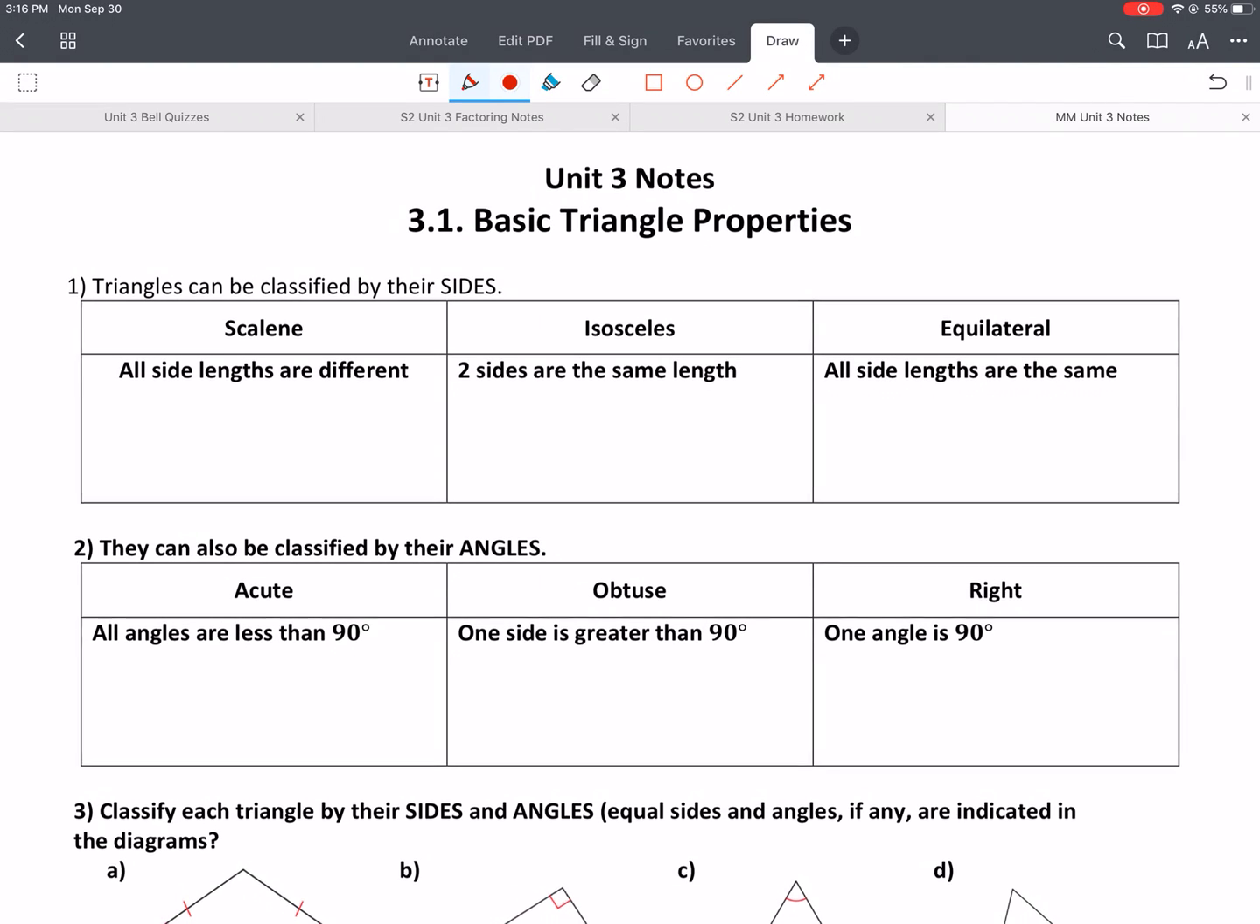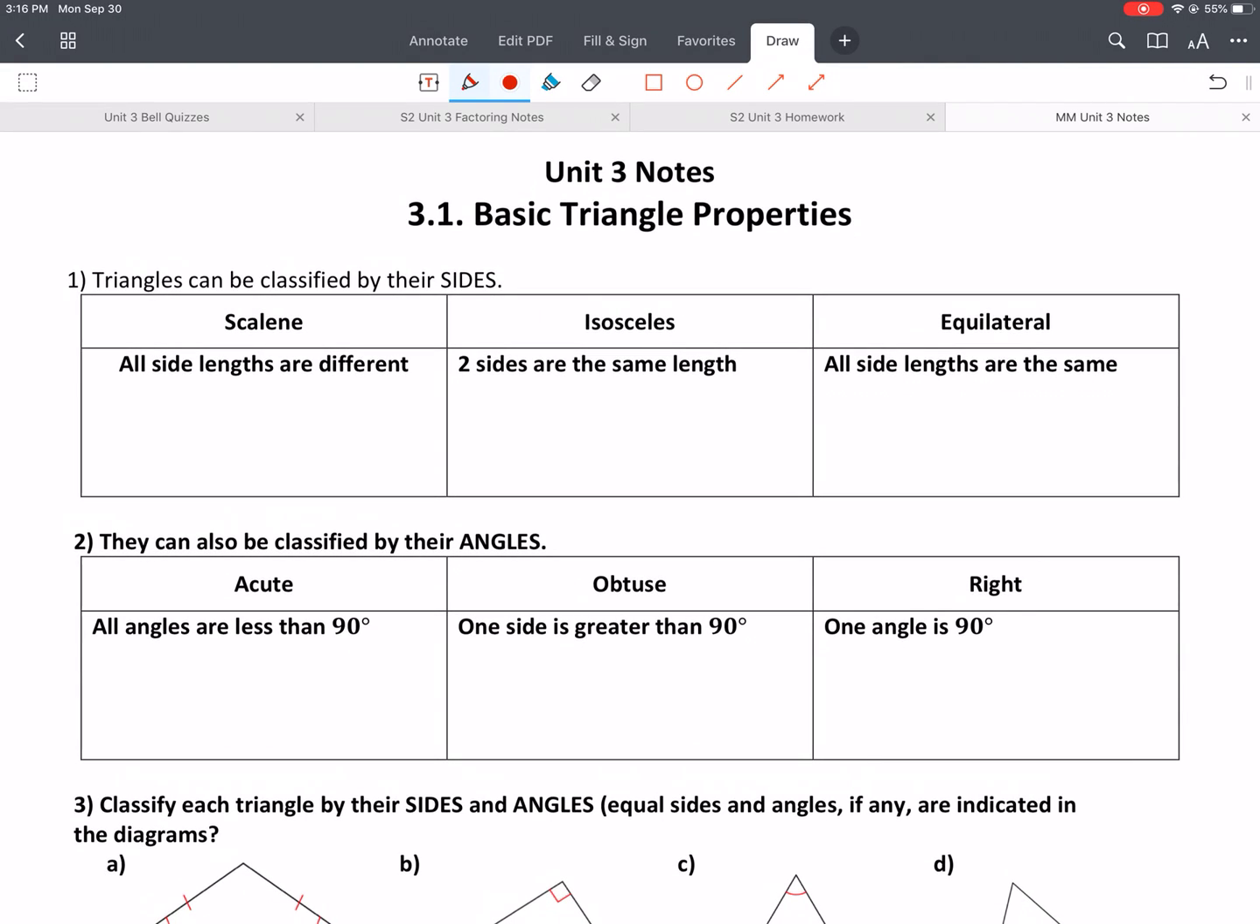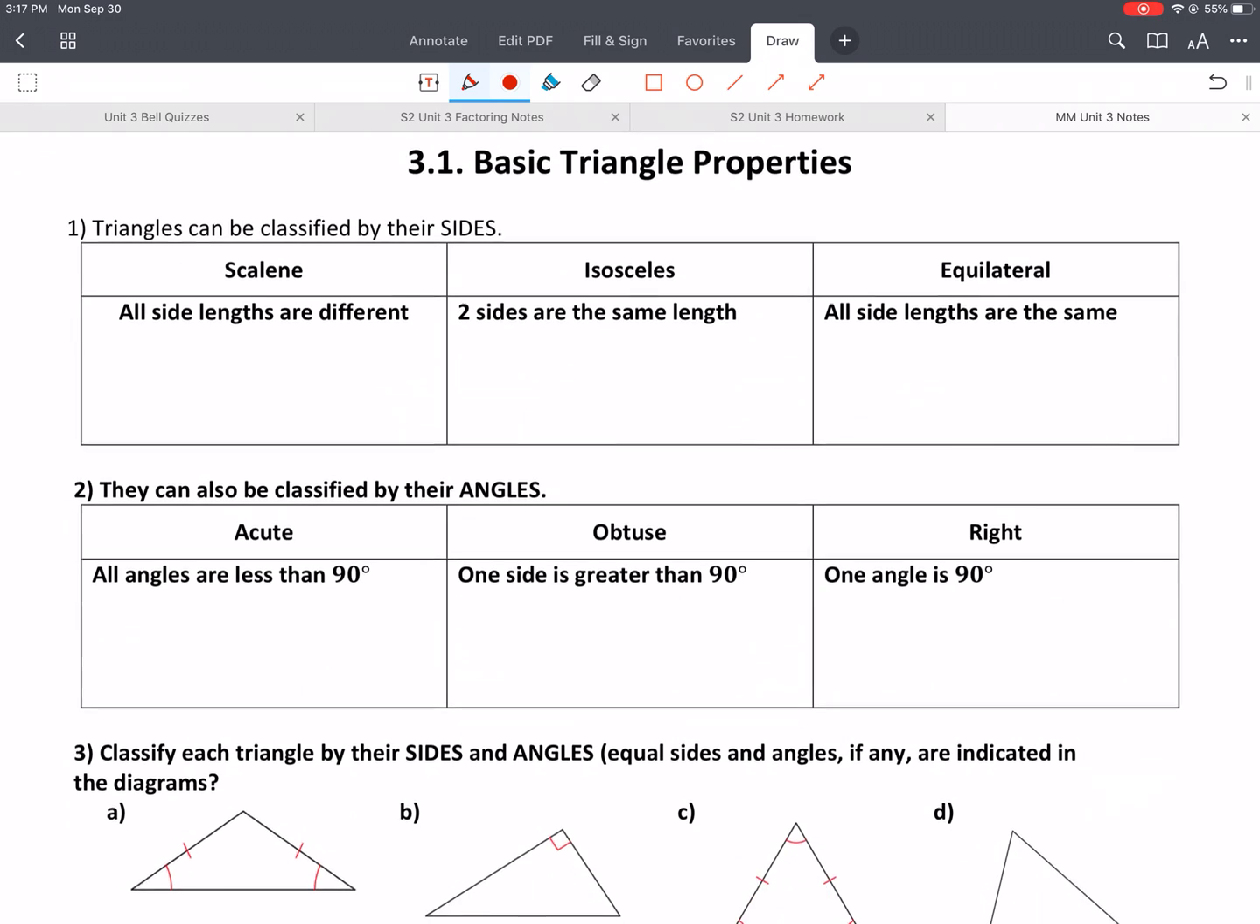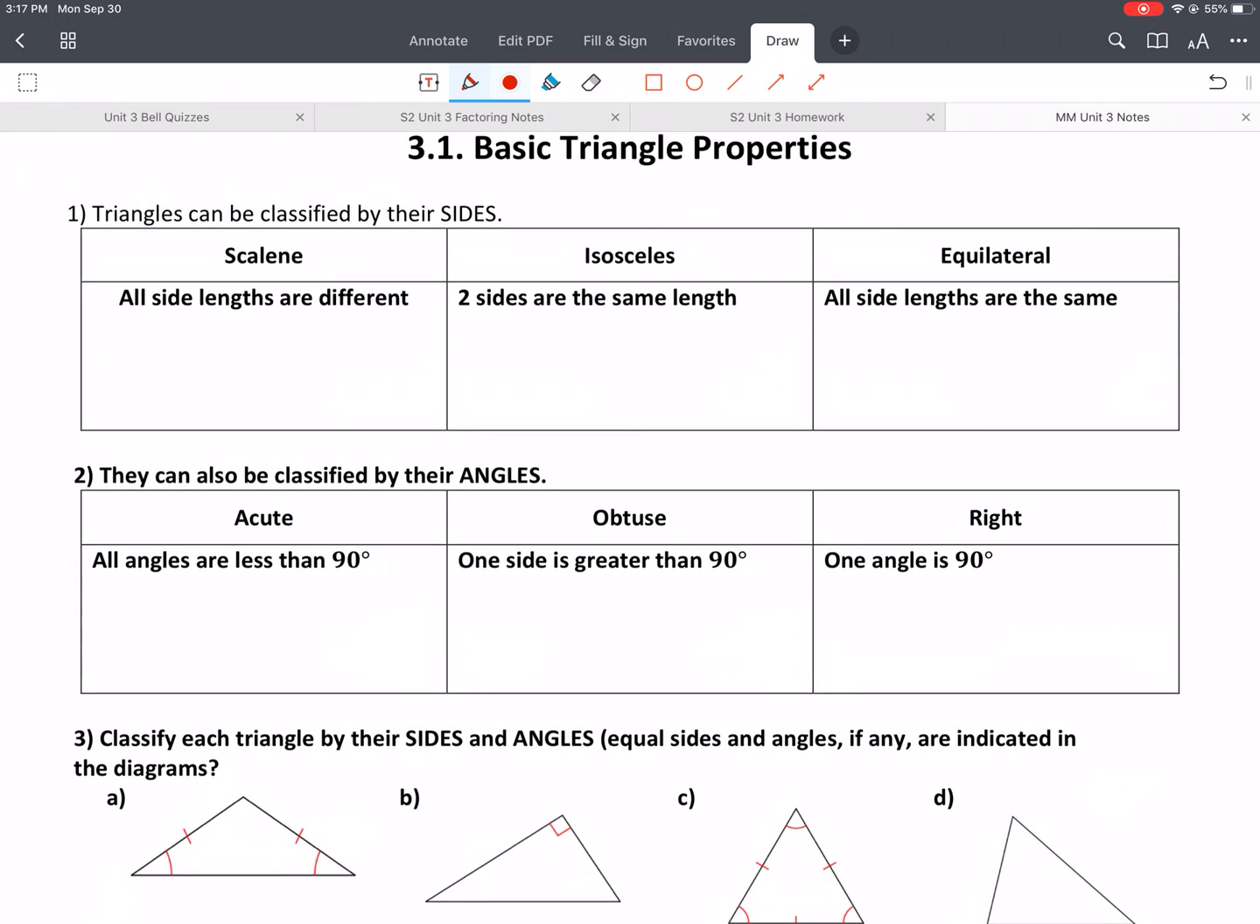Welcome to Unit 3. This unit is a kind of short unit. We're talking about triangles. We'll start with Section 1, which is Basic Triangle Properties, and then when we get to 3.2, we'll talk about similar triangles. So first, let's do a quick review of how we can classify triangles.